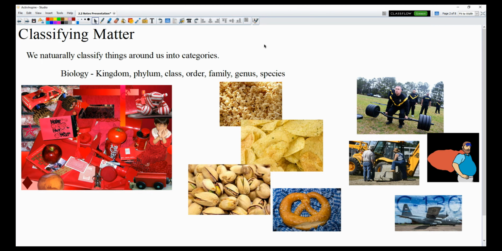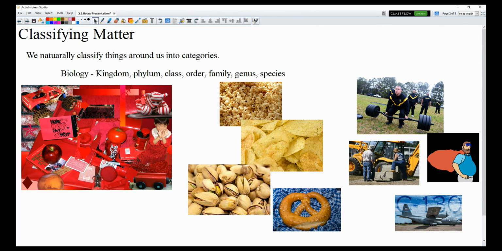For example, in biology, you probably studied taxonomy and the fact that biologists classify every living organism into kingdoms, phyla, class, order, family, genus, and species. Well, if we look at this same picture, these are classified as well. We talked about properties in the other video. Well, I classified these in 3 different sections on this slide because of their properties.